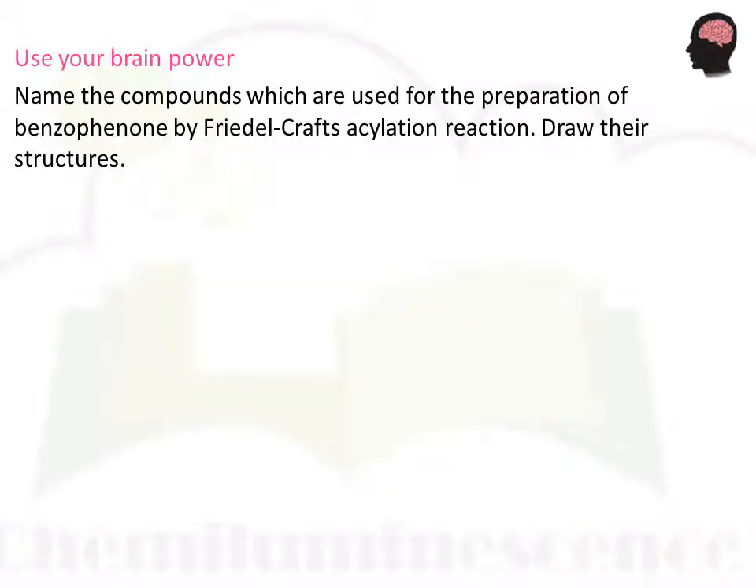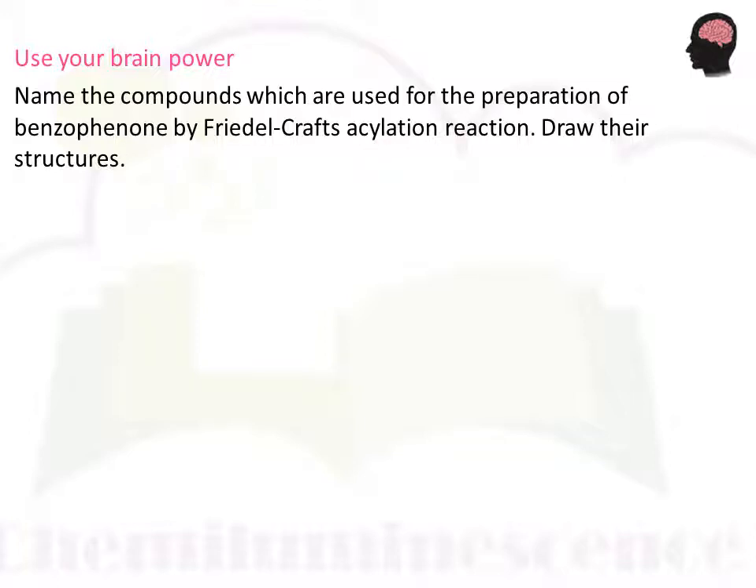A question is asked, use your brain power. Name the compounds which are used for the preparation of benzophenone by Friedel-Crafts acylation reaction. Draw their structure. Here the product is given, the product is benzophenone, and we have to name the compounds which are used for preparation of benzophenone by Friedel-Crafts acylation reaction.